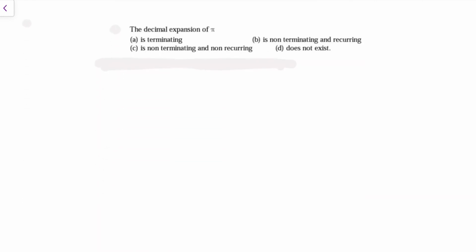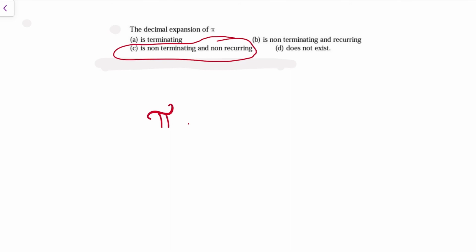Next, the decimal expansion of pi. So pi is an irrational number. So irrational number means the type of decimal will be neither terminating nor repeating, otherwise non-terminating, non-repeating, otherwise non-terminating, non-recurring. So option C, non-terminating, non-recurring.